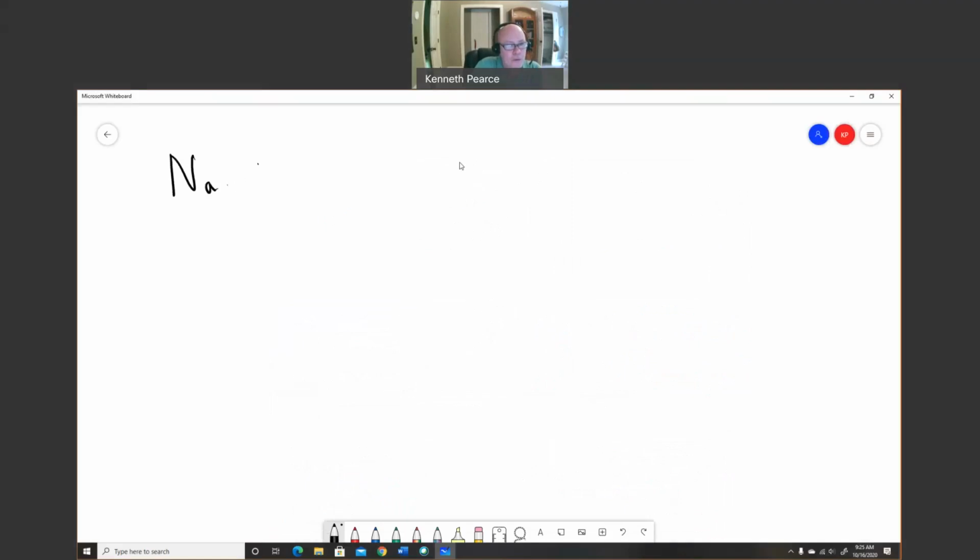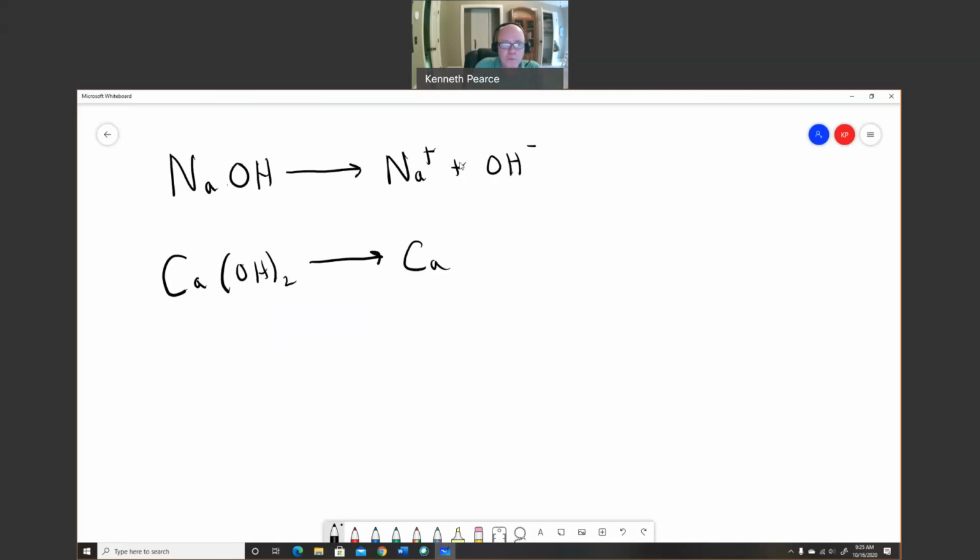Here we go. We start out with a base, and it will dissociate into the ion plus the hydroxide. And we can also do, say, calcium hydroxide, and it will dissociate into calcium 2 plus and the two hydroxides. Now we can have a situation where we have a hydrogen acceptor that's going to behave as a base.